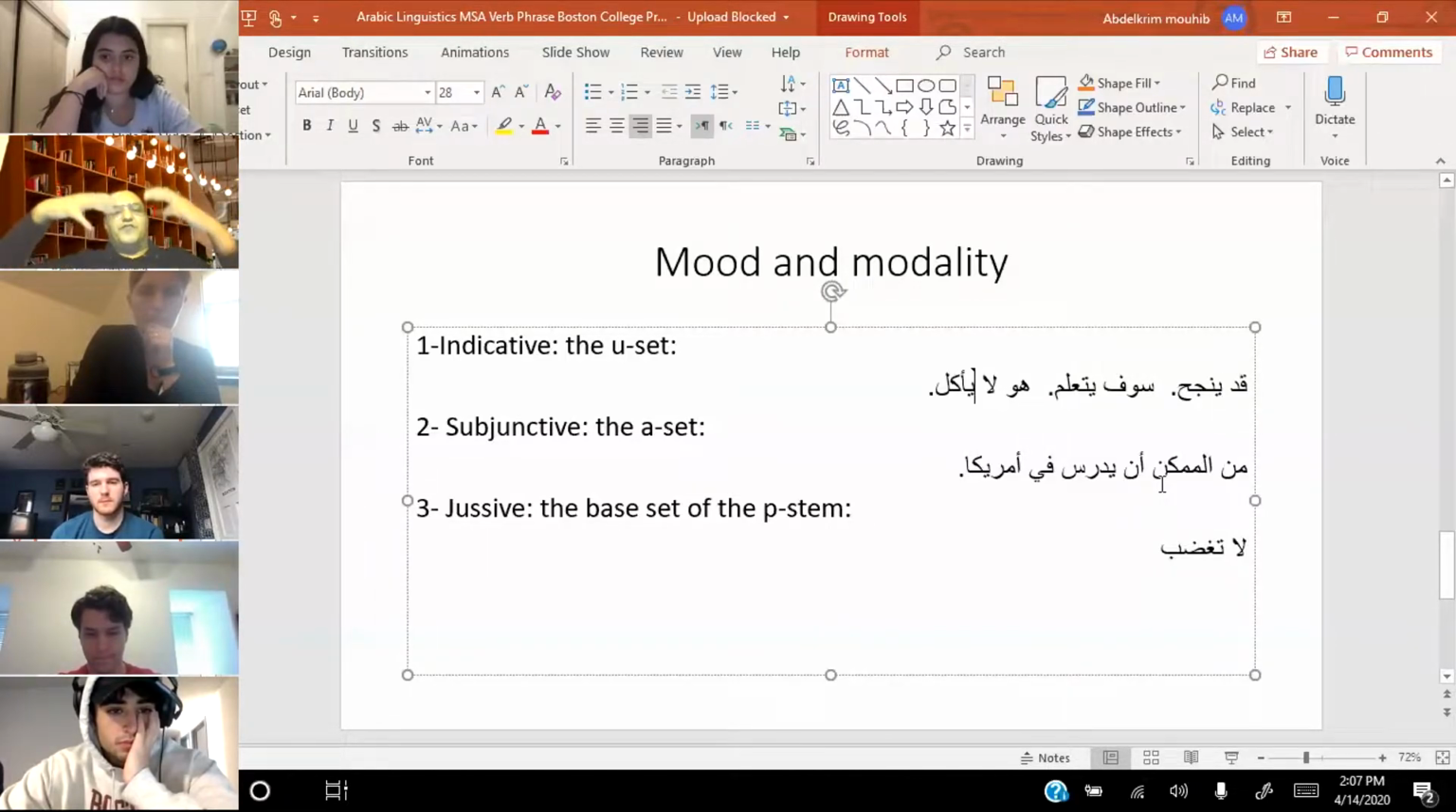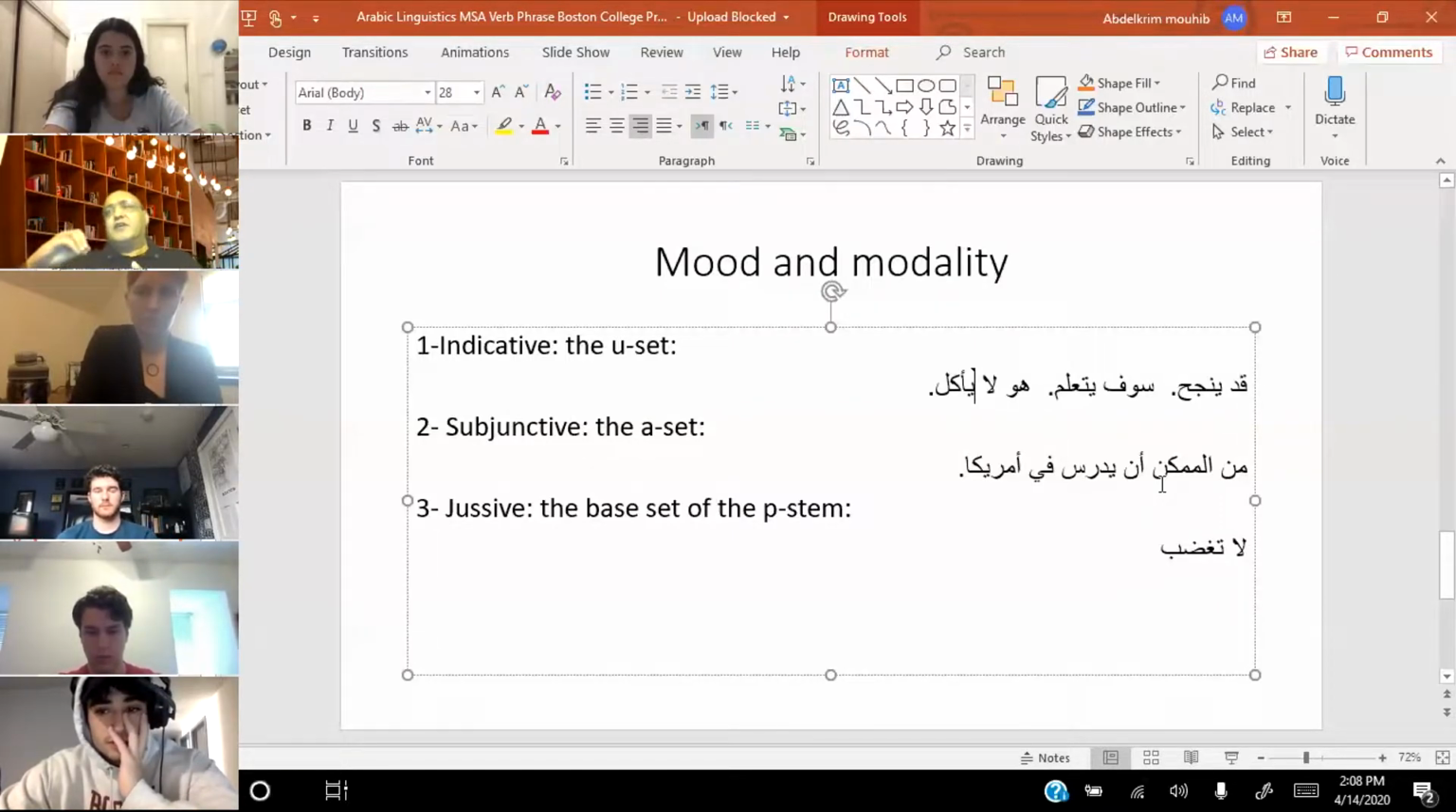Hence, this idea of mood and modality, they are interconnected. Because we have min al-mumkin, that expresses modality, right? In our language, in MSA. In English, you could use the modal could. He could study in the US, right? He could accomplish his education in the US. So min al-mumkin expresses modality, and the exact meaning here is possibility.